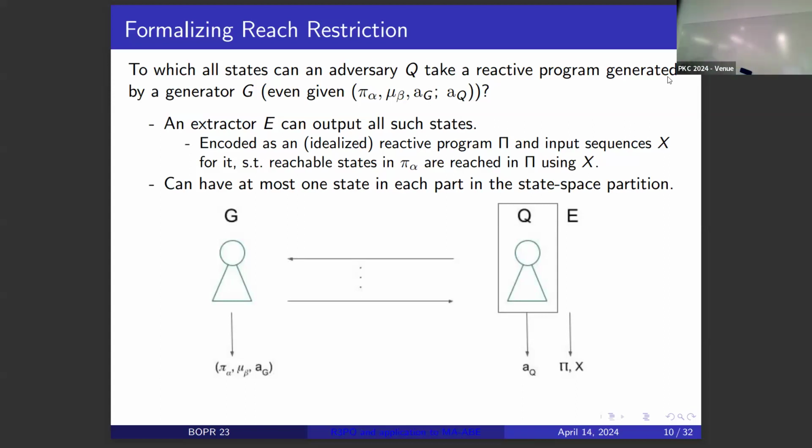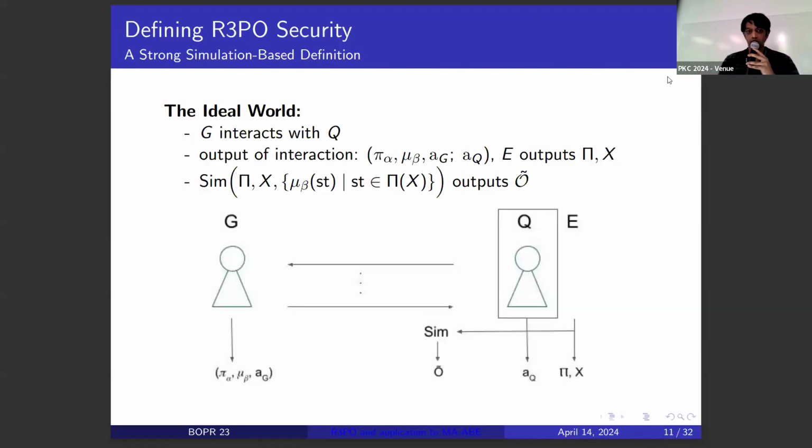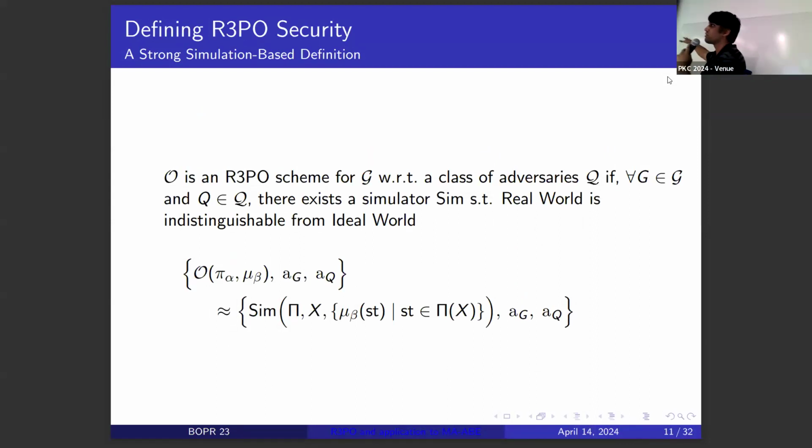The reason I am relaxing this and calling it capital Phi is that you may not want to extract the full input to uniquely identify the state, to identify the reachability. So then what's the obfuscation? There is an interaction between G and Q, at the end of which G outputs a program, and then you have an obfuscator that takes the program and obfuscates it. What we would like in the ideal world is for a simulator, which is given only the secrets corresponding to the reachable states, as extracted by this extractor, to be able to output something indistinguishable.